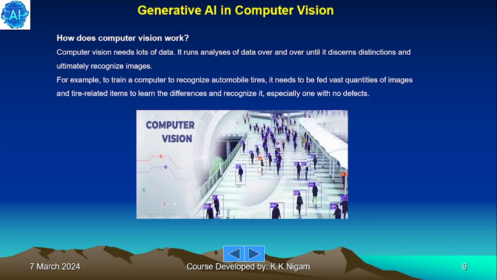How does computer vision work? Computer vision needs lots of data. It runs analysis of data over and over until it discerns distinctions and ultimately recognizes images. For example, to train a computer to recognize automobile tires, it needs to be fed vast quantities of tire images and tire-related items to learn the differences and recognize a tire, especially one with no defects.